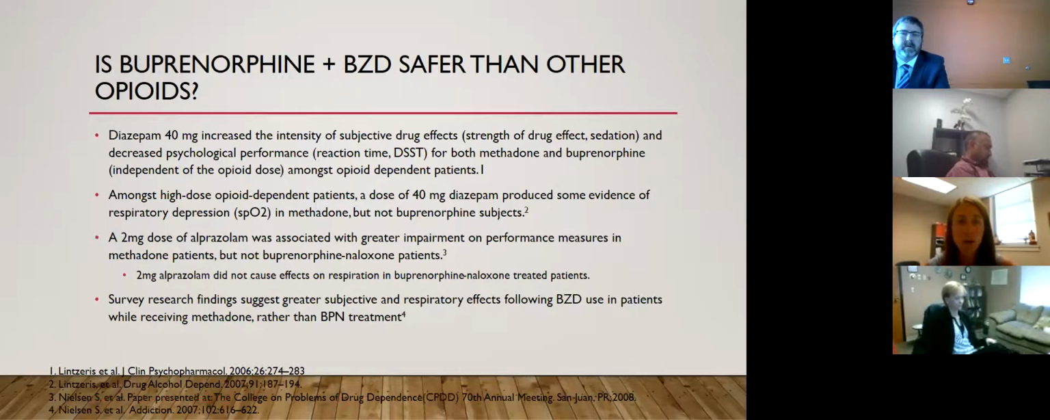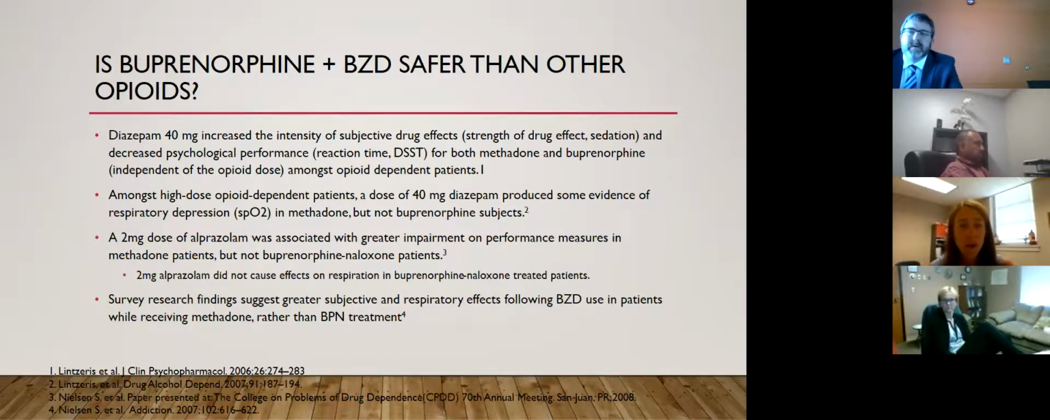Amongst high-dose opioid-dependent patients, a dose of 40 milligrams of diazepam produced some evidence of respiratory depression in those who were taking methadone, but not in those who were taking buprenorphine. So this points to the previous assumption that buprenorphine, in terms of adverse effects that could lead to fatality, may be safer when it's combined with a benzodiazepine than when methadone is combined with a benzodiazepine. One small study supported that hypothesis.